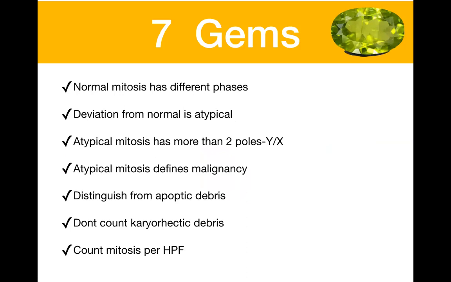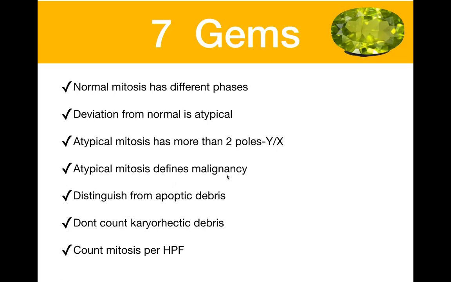So now the last point of the 7 gems of histology for mitosis are: normal mitosis has different phases. So it could be in the center, it could be dividing towards the two poles, but in a normal mitosis, a cell is going to divide only into two cells. So you will see only two polarity. Any deviation from normal is atypical. Atypical will have more than two poles, and it could be Y-shaped, X-shaped, or it could be in the form of a pentagon. Atypical mitosis, if you see any, is one of the defining criteria for malignancy.